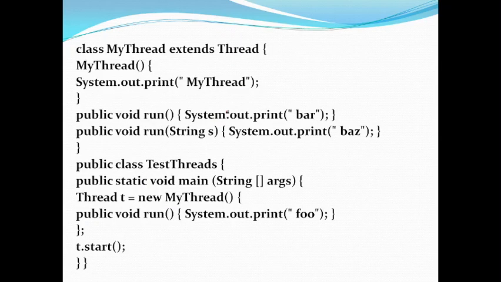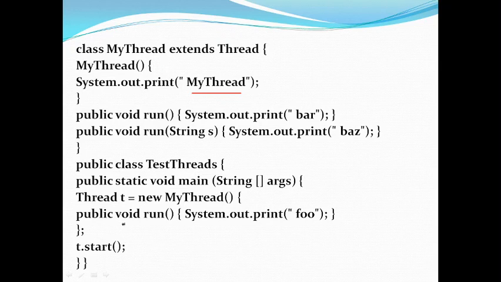Next, see this program. Can you guess what is the output? Many of you are thinking the output is "my thread". Why? Because here I am creating the object Thread t = new MyThread(). While the constructor is called, automatically it is going to print "my thread".